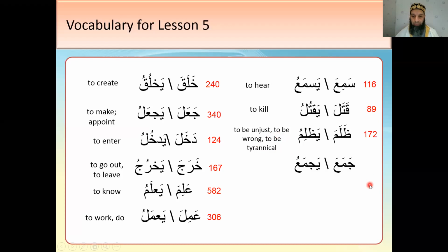Jama'a yajma'u. Everybody likes this when it comes to money. What does jama'a mean? Yep, Urdu word again. To gather. You jama the money to buy a Lamborghini. Or Jumu'ah. What happens? People are gathering in Jumu'ah.